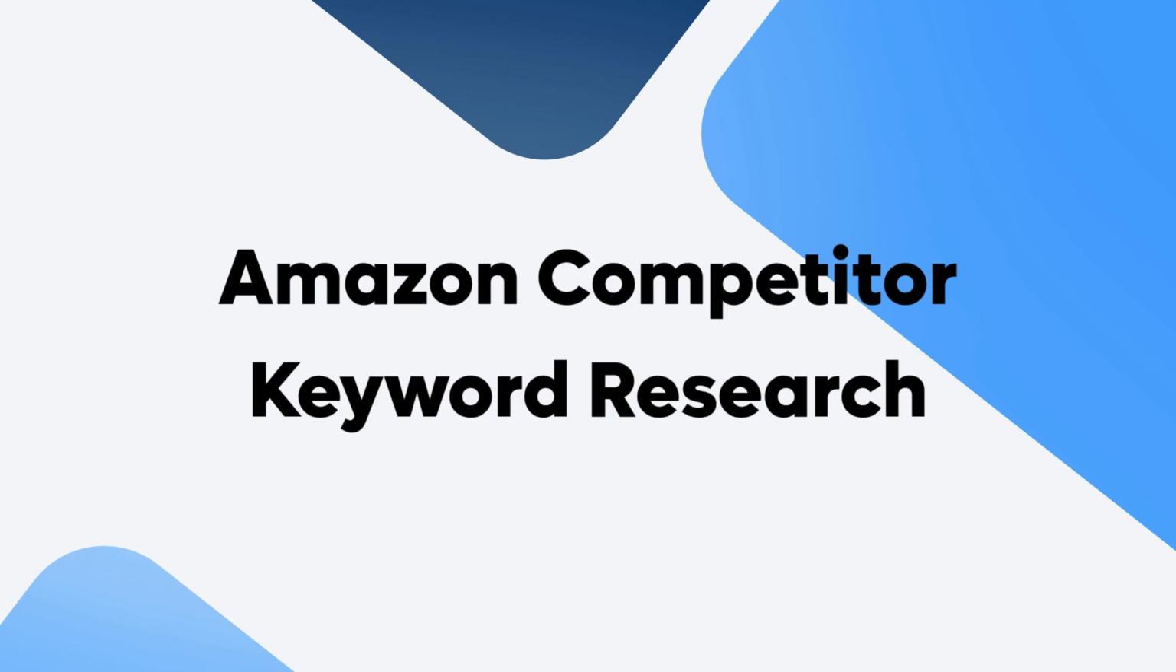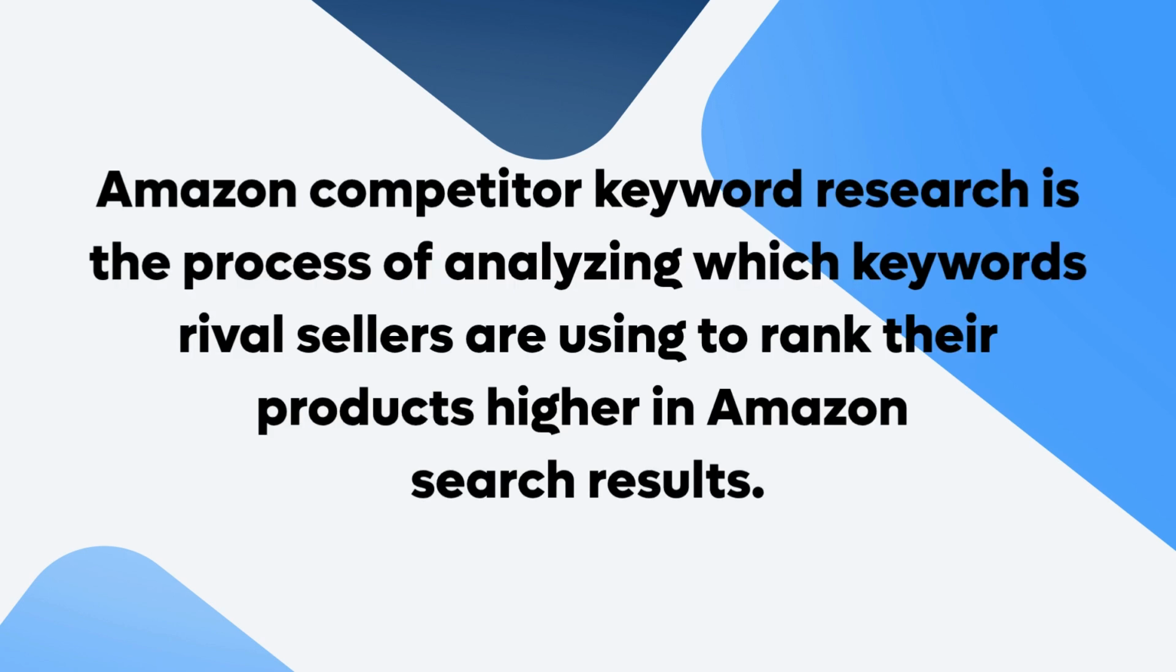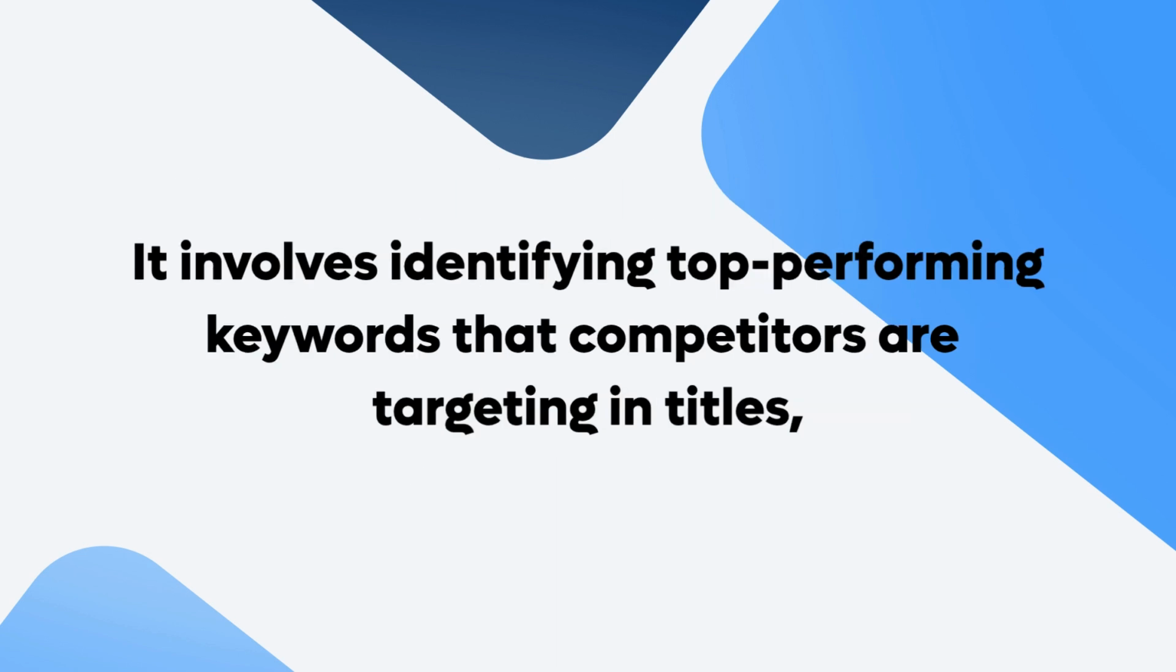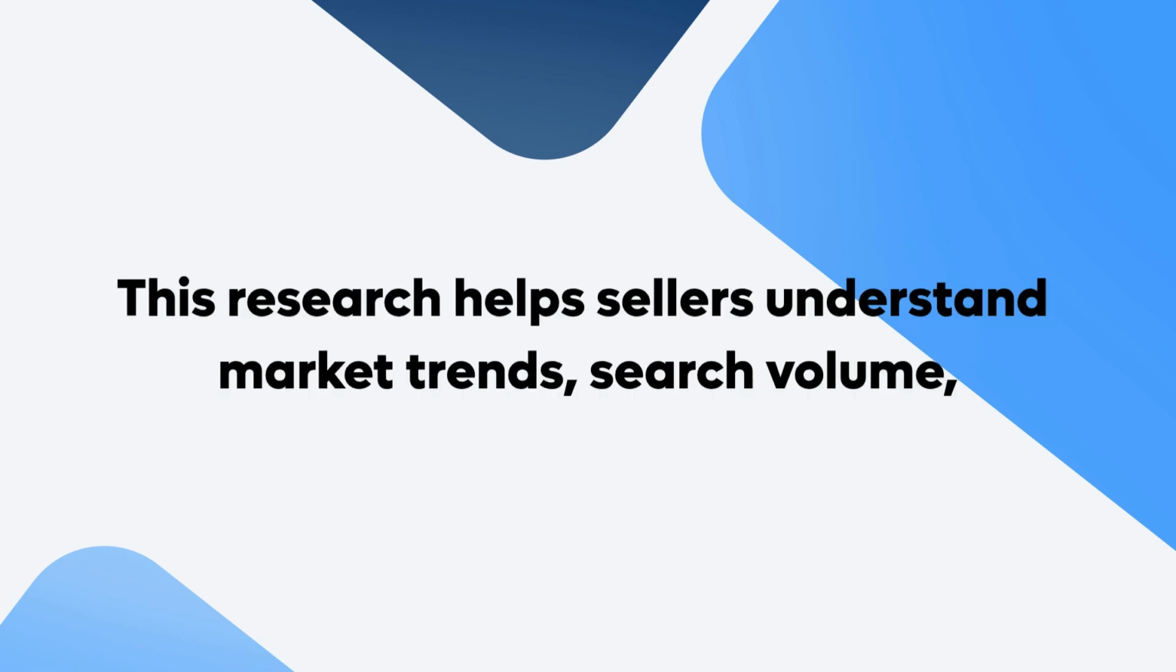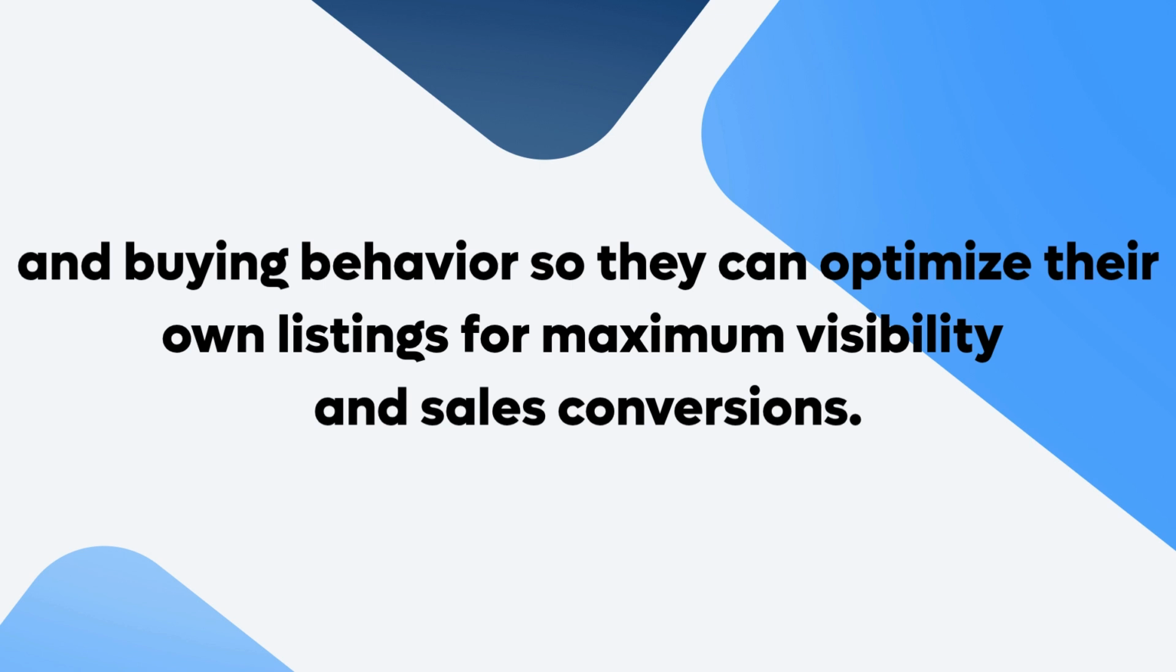Amazon Competitor Keyword Research is the process of analyzing which keywords rival sellers are using to rank their products higher in Amazon search results. It involves identifying top-performing keywords that competitors are targeting in titles, bullet points, and product descriptions. This research helps sellers understand market trends, search volume, and buying behavior so they can optimize their own listings for maximum visibility and sales conversions.